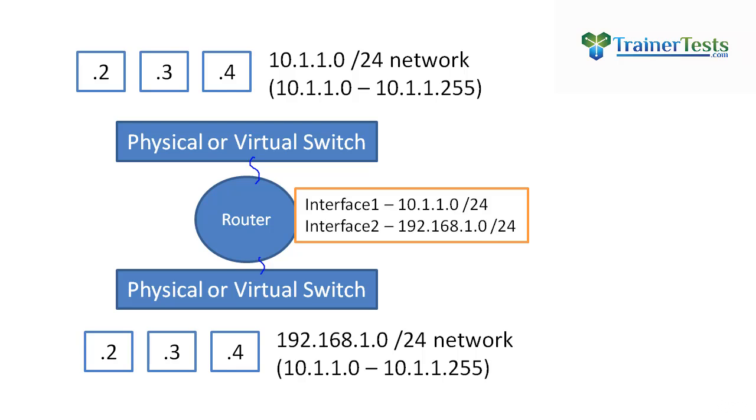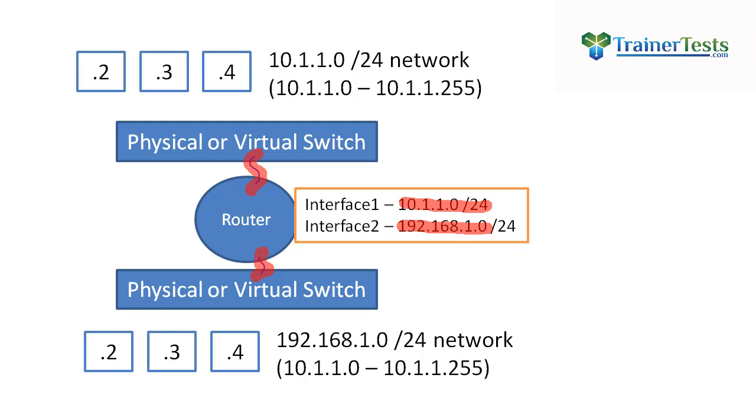So here's what our routing table will look like. It'll look something like this. We'll have interfaces on the router, and we'll have networks associated with those interfaces. So for any packets that are bound for the 10.1.1.0 network, the router will forward those packets out interface 1. And if those packets are bound for the 192.168.1.0 network, those packets will be forwarded out interface 2.